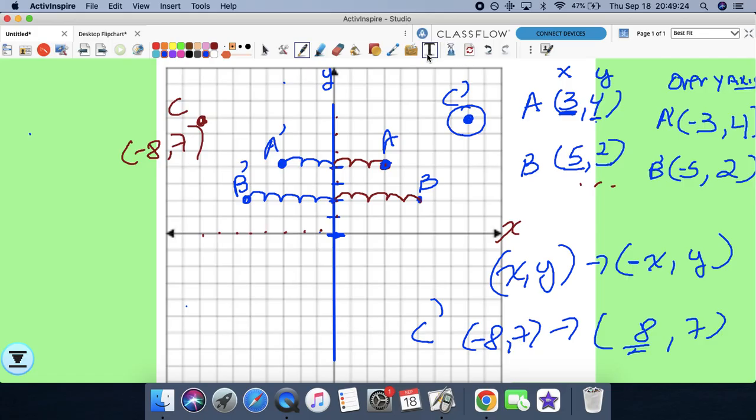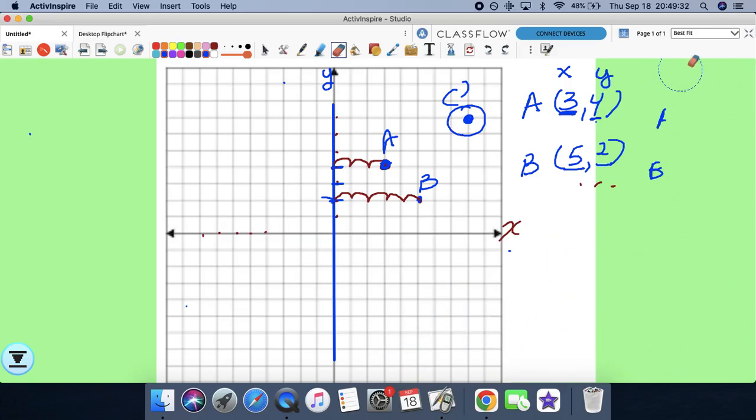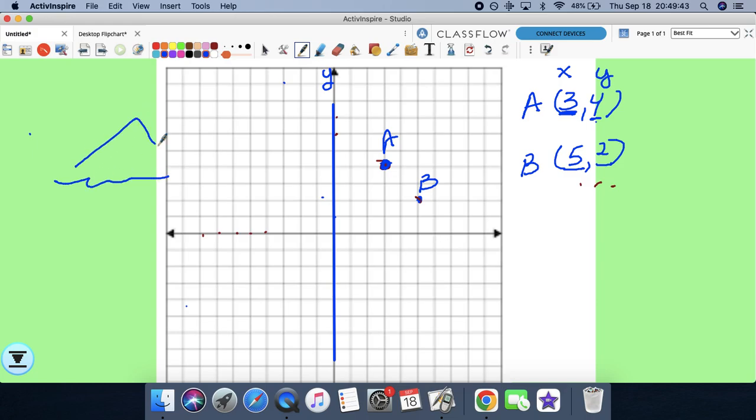Okay, so let me do a reflection over the x-axis now. Let me reflect this going this way. I've shown you a couple of pictures of water, and here's a mountain. Its reflection would be a mountain down here as well. So that's what we're doing when we reflect over the x-axis.